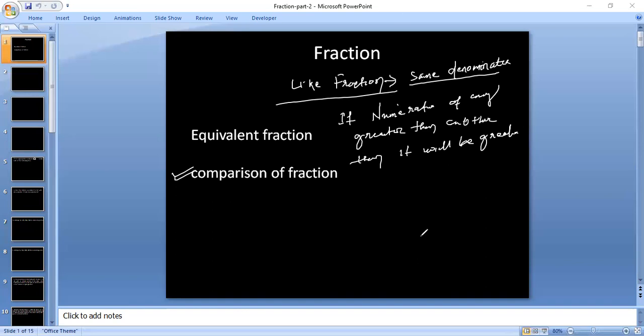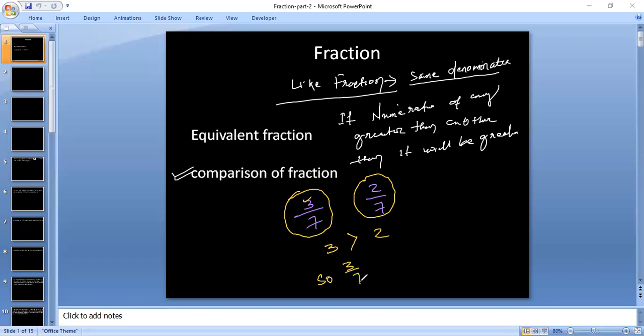Let me say one example of like fractions: 3/7 and another is 2/7. Both 3/7 and 2/7 are like fractions. Here both have the denominator 7, so you should compare only the numerators. Here the numerator is 3 and here is 2. We know that 3 is greater than 2, so the fraction with the numerator 3 will be greater. 3/7 will be greater than 2/7.